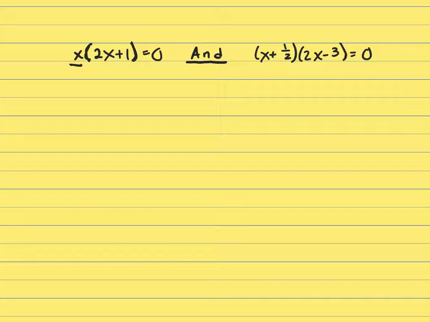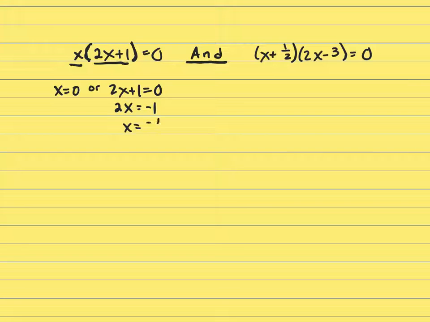How do you multiply two things together and get 0? Well, one of them would have to be 0. Either x equals 0 or 2x plus 1 equals 0. So solve this equation. 2x equals -1, x equals -1/2.